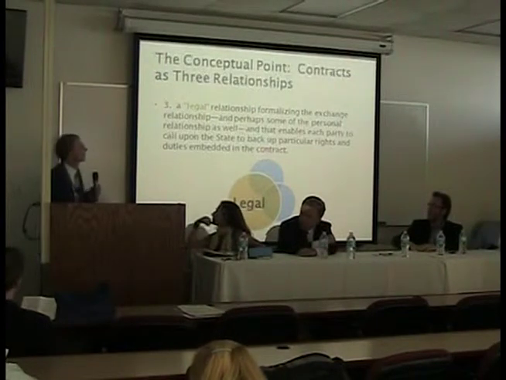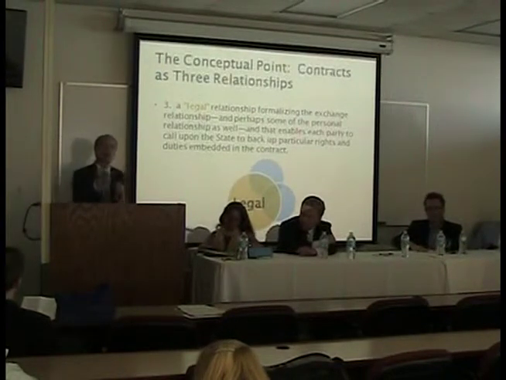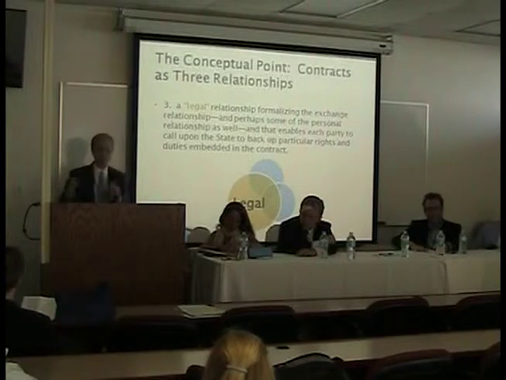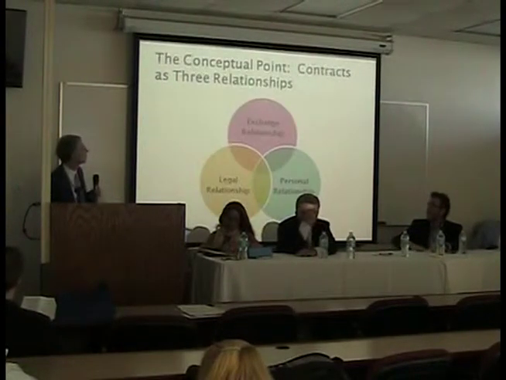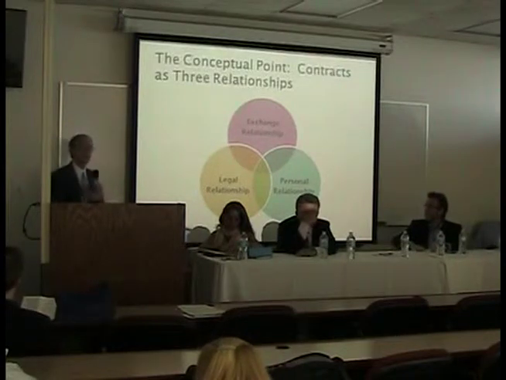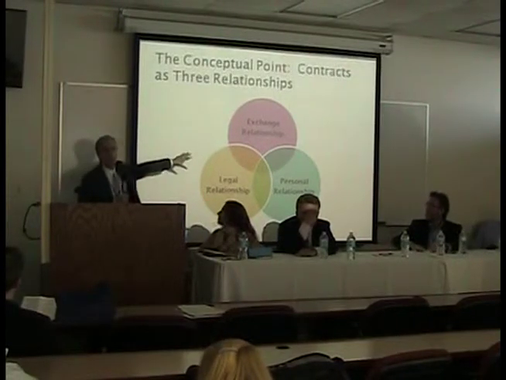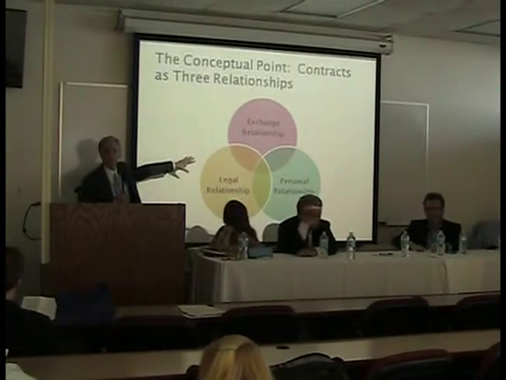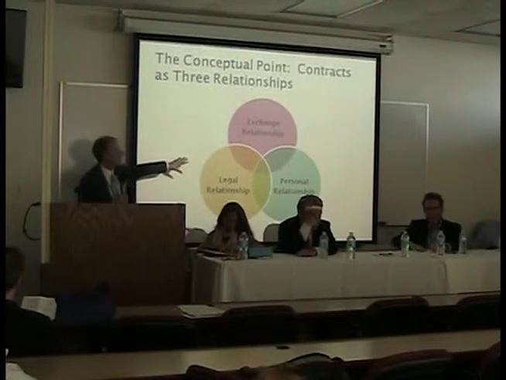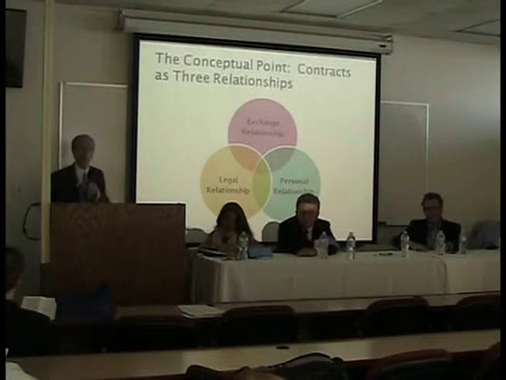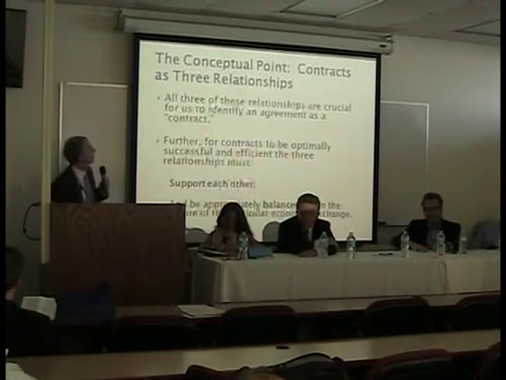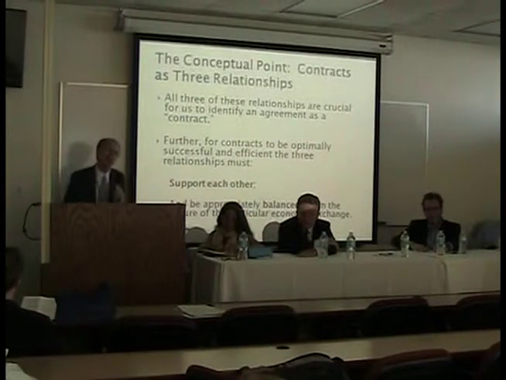Thirdly, of course, there is a legal relationship that secures the rights and duties in the agreement so as to be protected by the state where need be. So this is, for me, what contracts look like: a set of three circles representing three relationships which should overlap in a harmonious and pretty well balanced way. Okay, so if that's contracts, what's the problem?